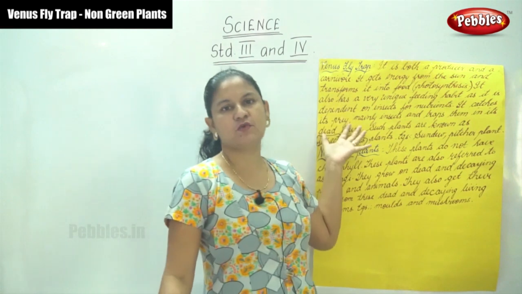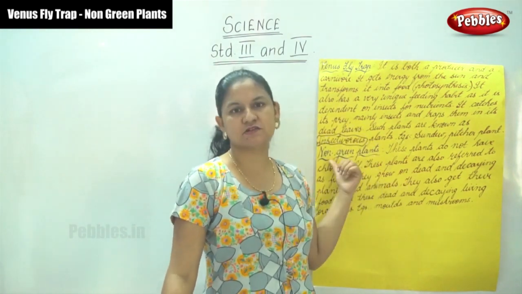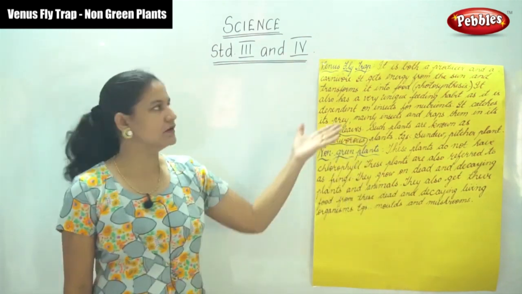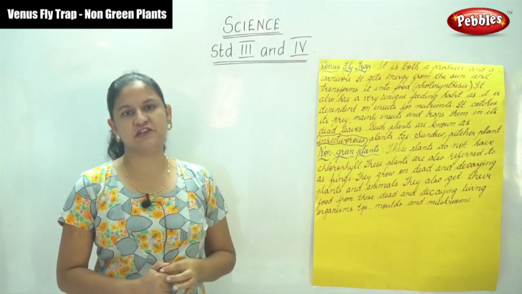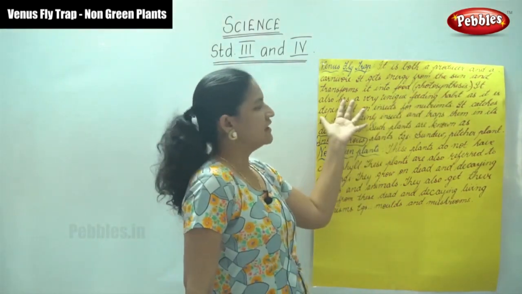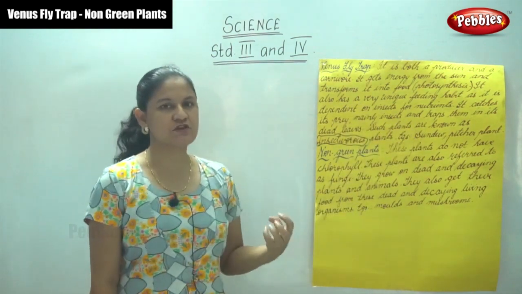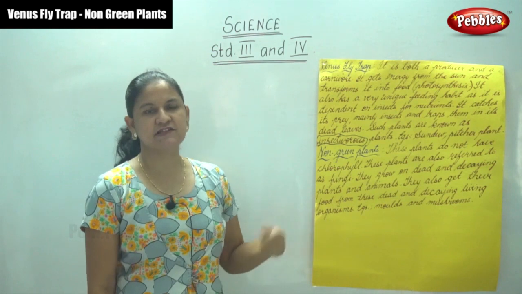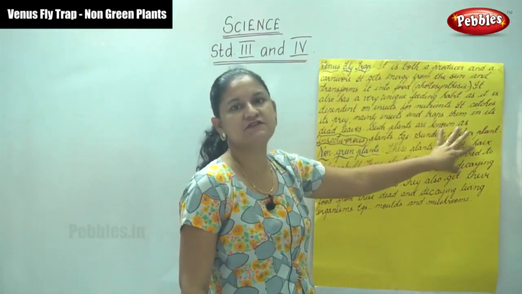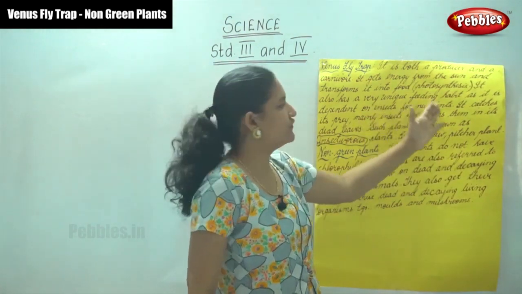A carnivore is an animal that eats other animals, and this also refers to the Venus flytrap. It gets energy from the sun and transforms it into food. The process of photosynthesis takes place even in the Venus flytrap. So it gets its energy from the sun, and it converts that energy into food.